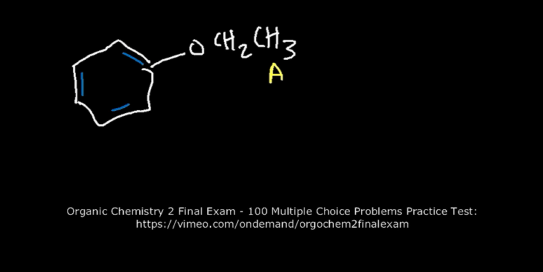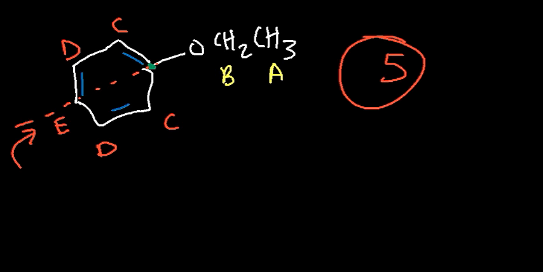So this CH3 is unique. That's going to be signal A. Here we have signal B. There's no hydrogens on this carbon atom. Now, the line of symmetry will be here in the ring. So therefore, this will be signal C, D, and this one is unique, so it's going to be E. So we therefore have 5 signals in this particular molecule.